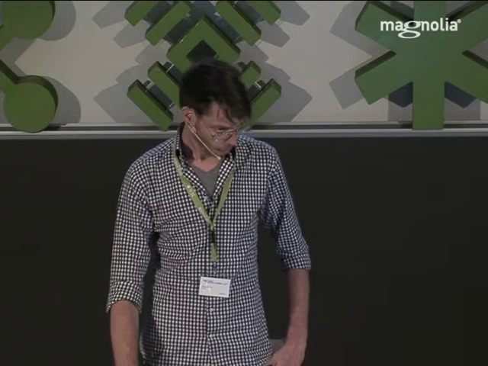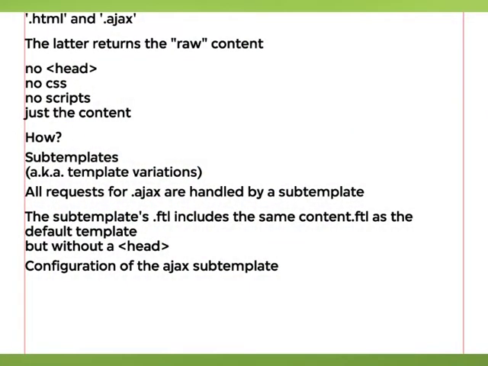Now, if I wanted to load other pages from Magnolia into this container, I only want the content of these pages, so I don't want the entire document with the head and the title and everything else, and all the scripts and all the CSS. So I just need the content of the page. And how we achieved this was by accessing this URL through a different extension. So every time we call a page and we change the extension from HTML to Ajax, we manage to only receive the raw content of the page.